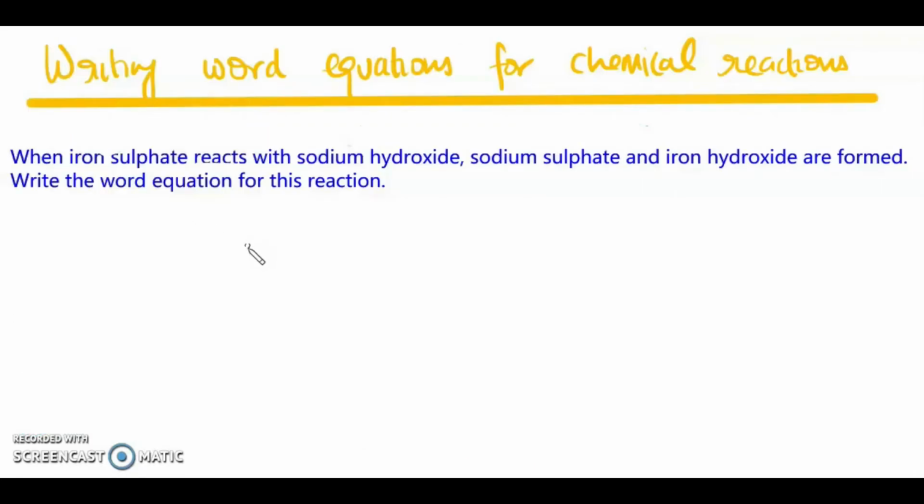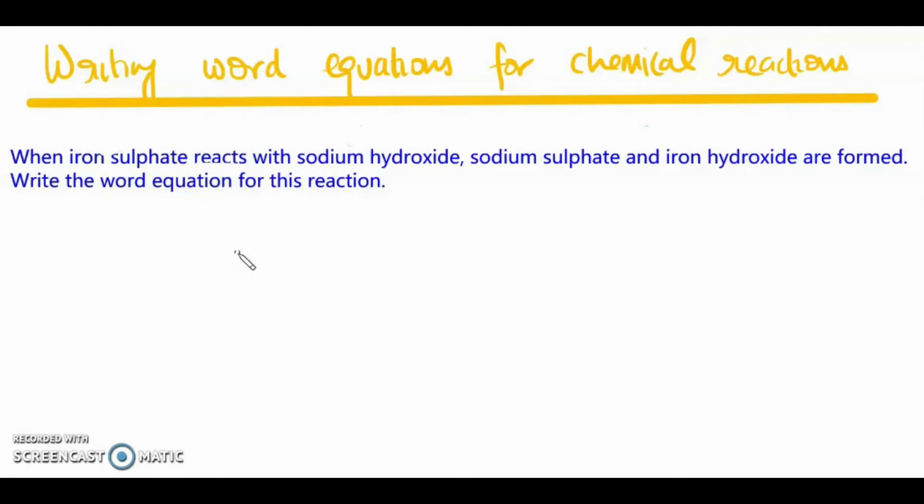So we saw earlier that a word equation shows us the reactants and products in a reaction. We know word equations always have the reactants on the left. The arrow points to the products that are formed, and we know the products are written on the right. So here I have a question for you. You can pause the video and attempt it and then get back to it once you have the answer. So go ahead, pause the video.